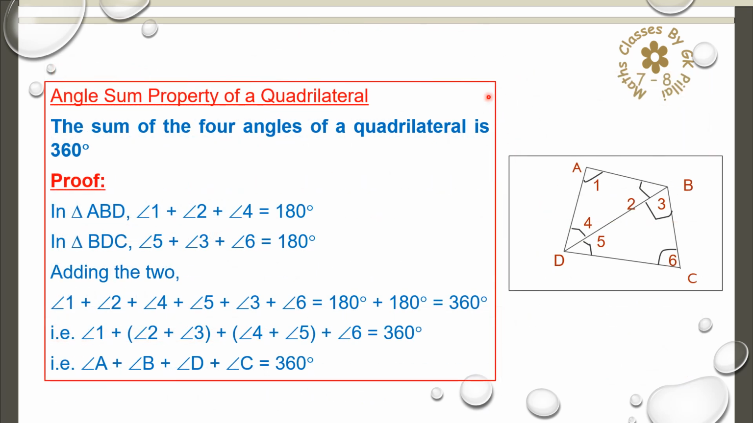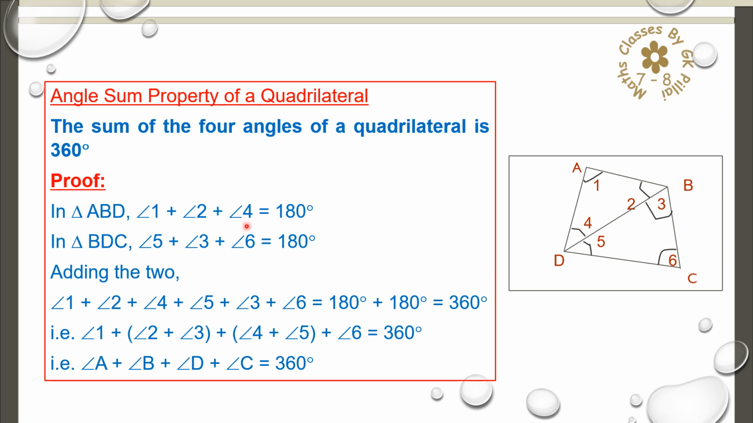Angle sum property of a quadrilateral. The sum of the four angles of a quadrilateral is 360 degrees. This is a very important proof. This may be asked as it is in your school exams. You will find the same thing in your textbook also.